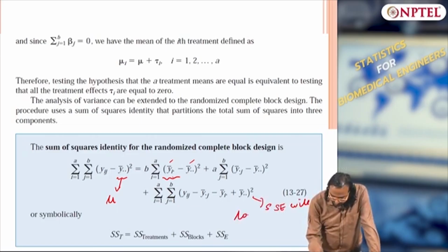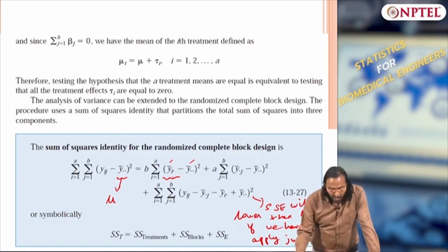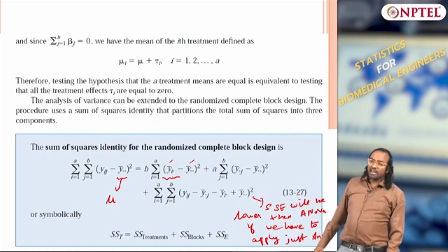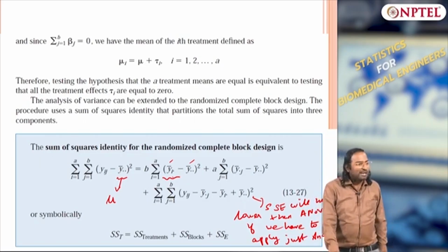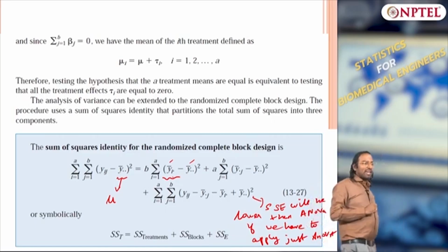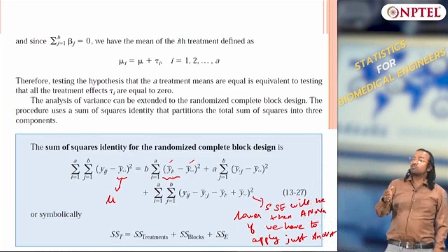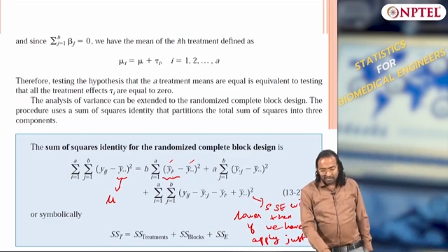lower than ANOVA, if we have to apply ANOVA here. You understand, if you would have not applied RCBD and if you would have just done ANOVA, what would have happened? The second term would have also merged into the third term. So your sum squared error will shoot up, okay, and therefore disproving your null hypothesis would be very difficult. Okay, so that is why the second term is there.